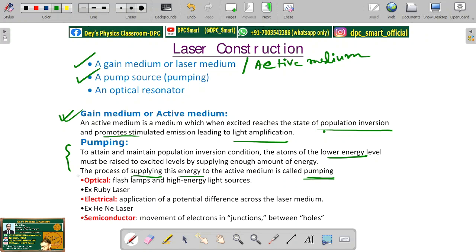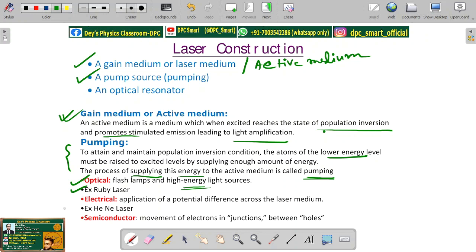Number one is called optical pumping. Optical pumping means pumping is done optically, for example using a flash lamp or high energy light sources. This is optical pumping, where a flash lamp or some high energy light source is used. For example, optical pumping is used in the case of the ruby laser. I will discuss the mechanism of the ruby laser in the next video.